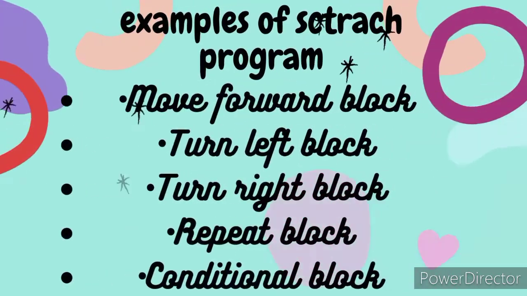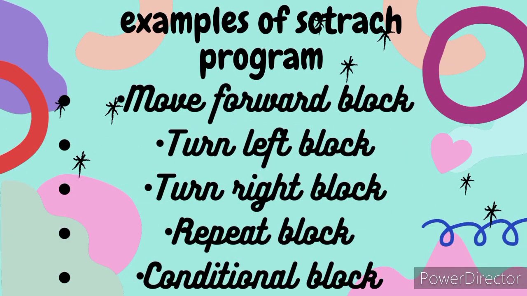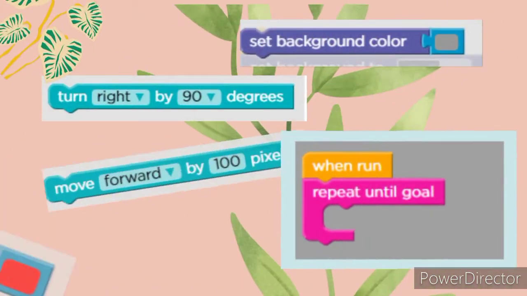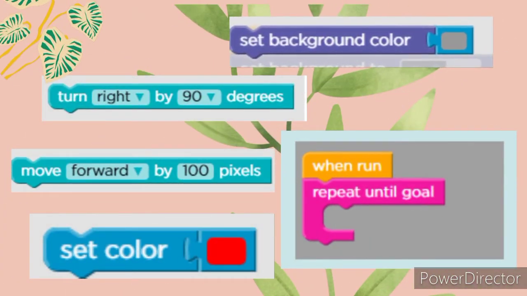Now, some examples of Scratch programming include the move forward block, like we know before now, the turn left block, turn right block, repeat block, conditional block. We have some other blocks. Can you mention one block for me? Yes, we have different examples of Scratch, which are the blocks that we know of. Some of these examples also include the set background color block, the turn right block, as we have said before, the move forward block, the repeat block, the set color block. All these are examples of blocks that we are going to encounter when working with our Code Studio.